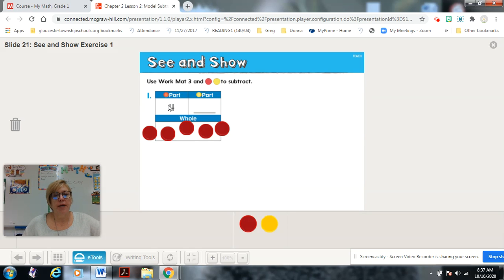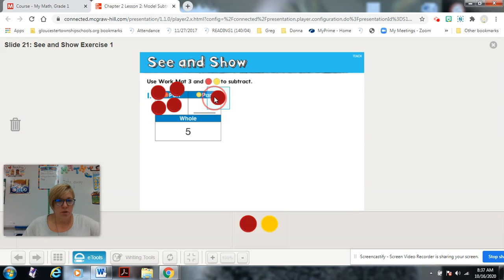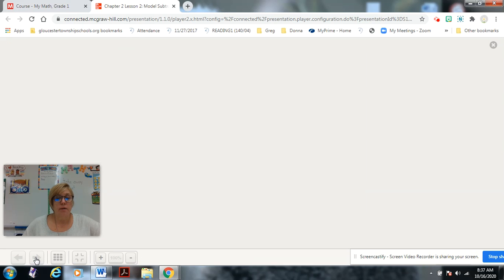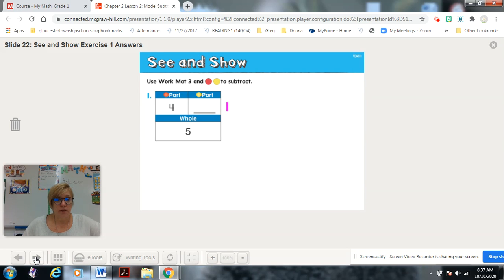So they show that in this section here, there are 4 parts. So let's move them up. Move them to your work mat, the first part, okay? Now, what's left down here, how much? That's right, 1. So when we look, there it is. The answer is 1.